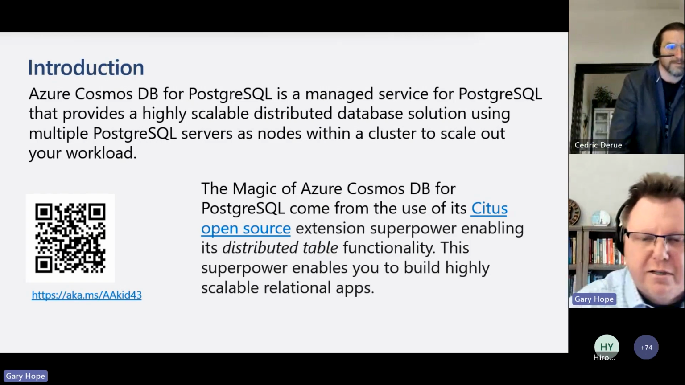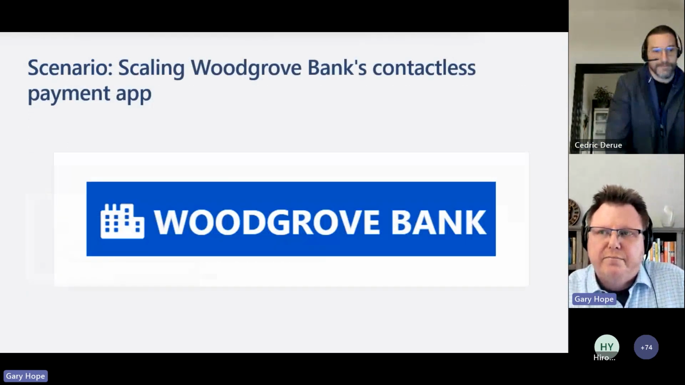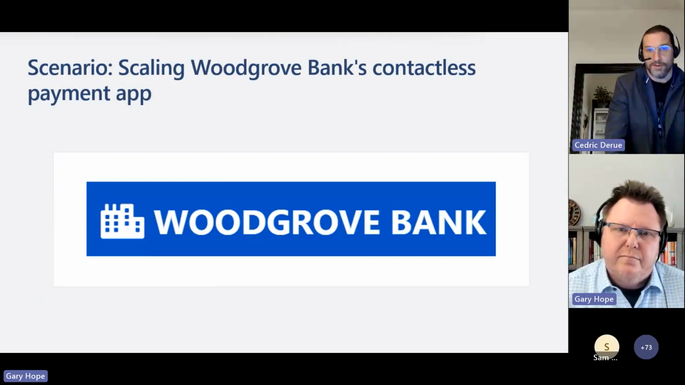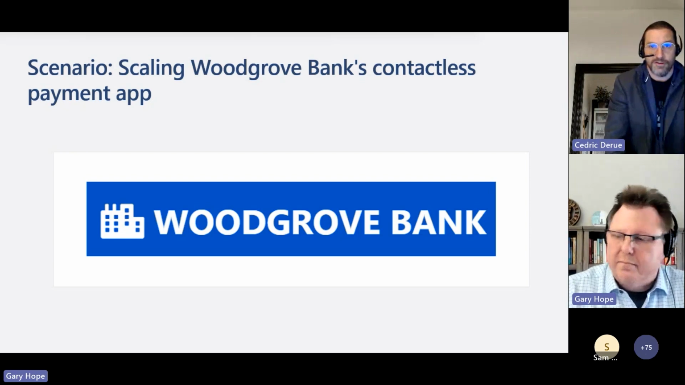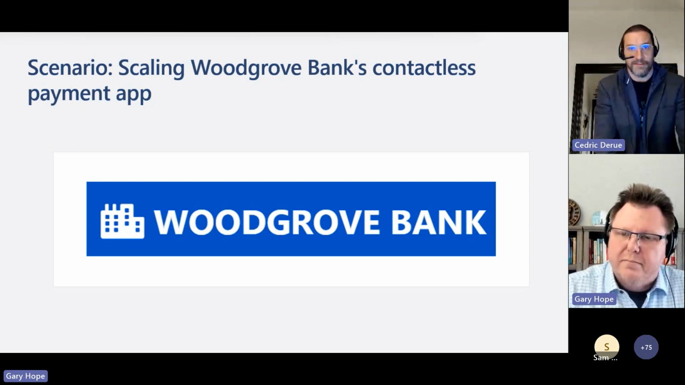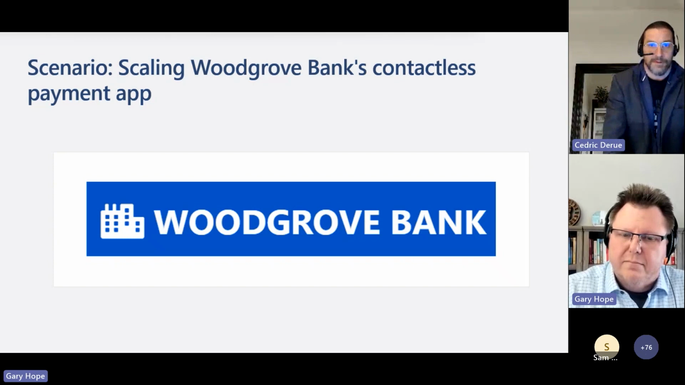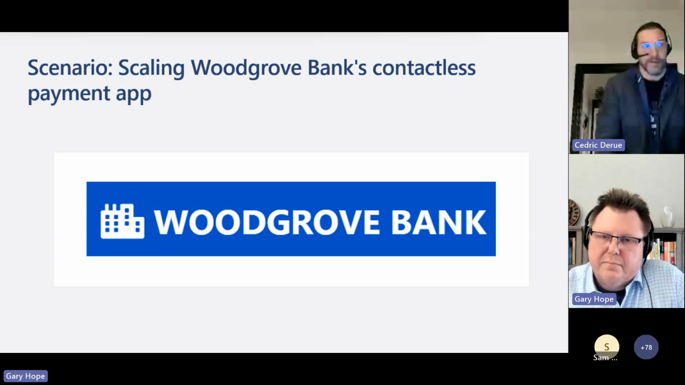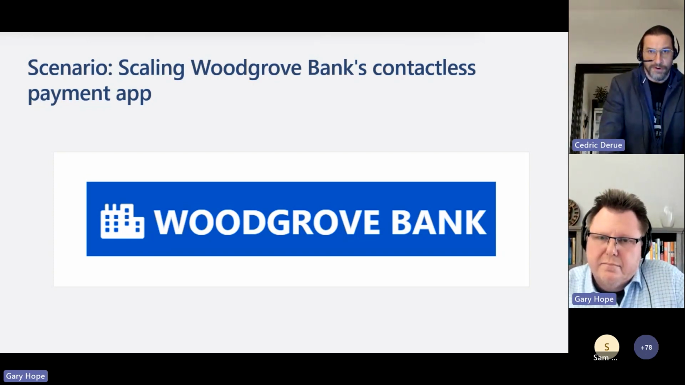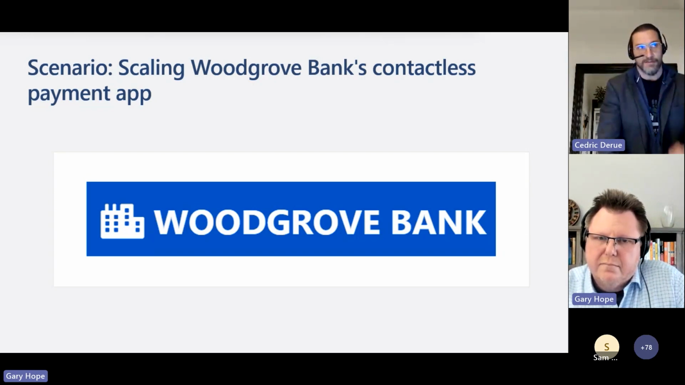Cédric, will you introduce us to a little bit about the application? Yeah, of course. So Woodgrove Bank is a company that develops a contactless payment application. So after a successful trial, the company would like to release the application across Europe and the United States. So as the application will need to scale, the data will need to scale as well. So Azure Cosmos DB for Postgres is built to host Postgres database and to support them at scale.